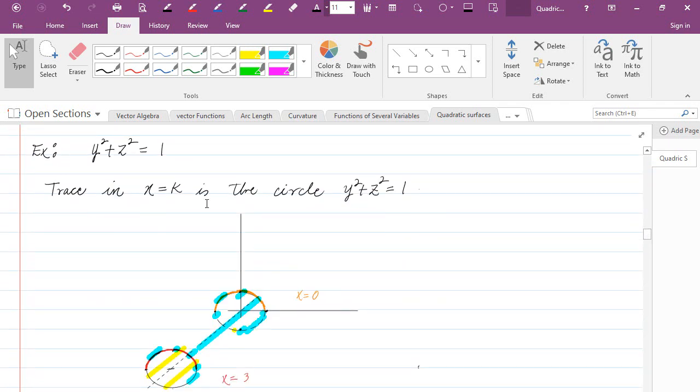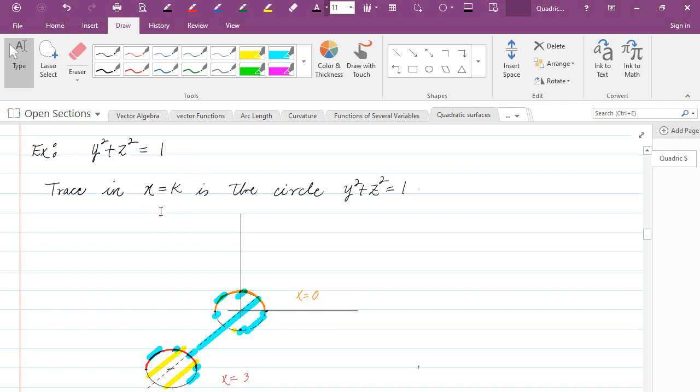Let's say I have the equation y squared plus z squared is equal to 1, and what's the graph of this equation? Anytime you have an equation in 3-space where one of the variables is missing, you will be getting a cylinder. So in this case, I'm going to look at traces in planes given by equations x is equal to k. So I'm basically looking at traces in planes parallel to the yz plane.